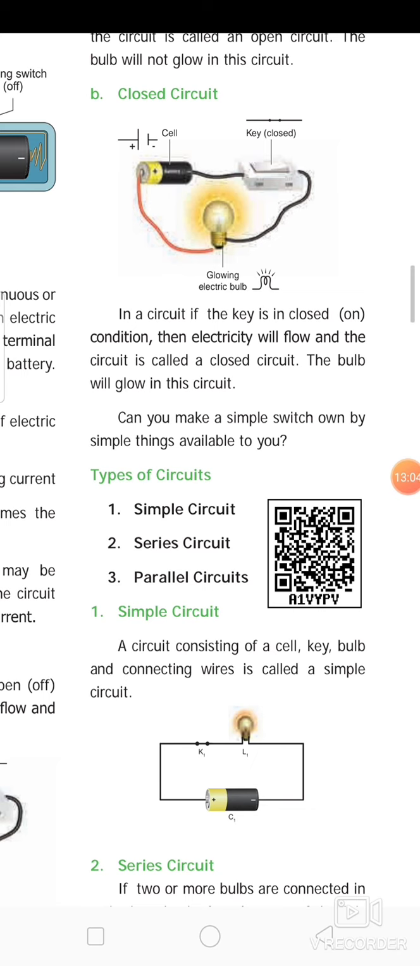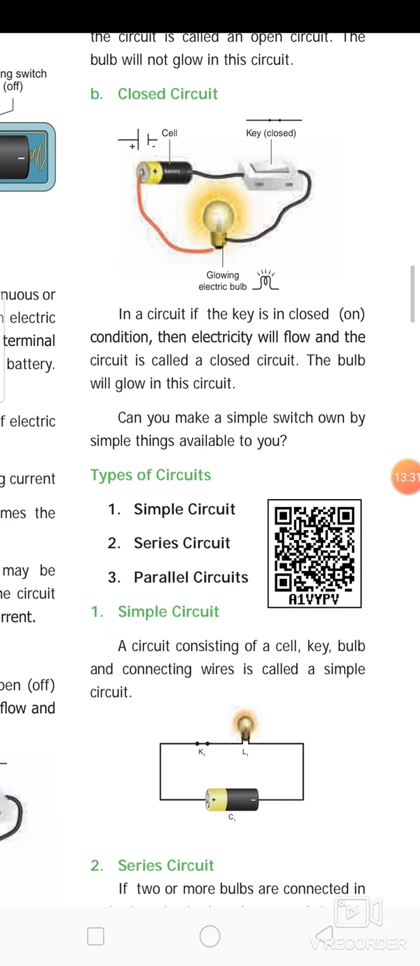Simple circuit, series circuit, parallel circuit. First thing is simple circuit. What is a simple circuit? A circuit consists of a cell, key, bulb and connecting wire is called a simple circuit. This thing you can easily do at your home. You just buy a LED bulb, a battery and a connecting wire. It is very easy to form a simple circuit.